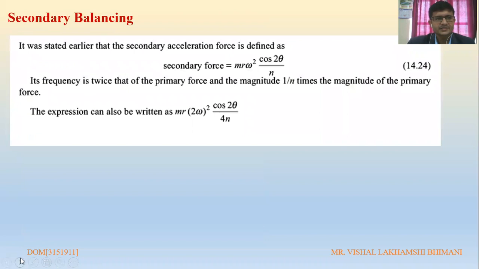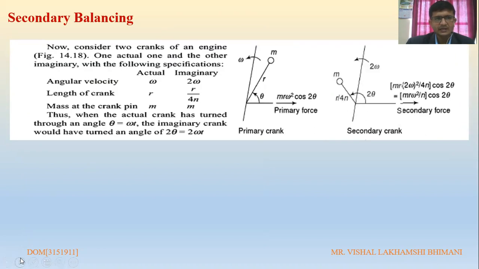Okay, next is the secondary balancing. About the primary balancing, we have seen. It was stated earlier that the secondary acceleration force is equal to m r omega square cos 2 theta by n. So its frequency is twice that of the primary force, and the magnitude is 1 by n times the magnitude of the primary force. The expression can also be written as m r (2 omega) square cos 2 theta by 4n. So that is the expression for the secondary balancing.